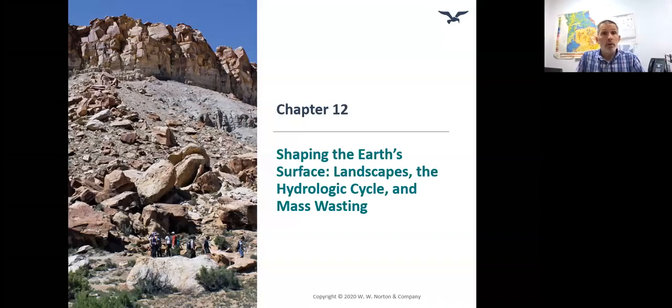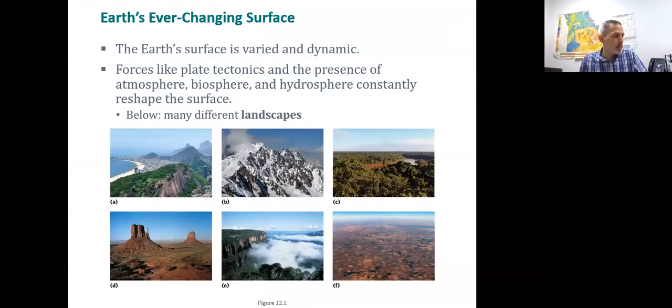All right, today we're going to be talking about chapter 12, which is shaping the Earth's surface, which is really talking about how landscapes and the hydrologic cycle really affect things like mass wasting. And really, we can look at each one of these landscapes to see what are the different factors going into what cause the landscape to be the way it is shaped.